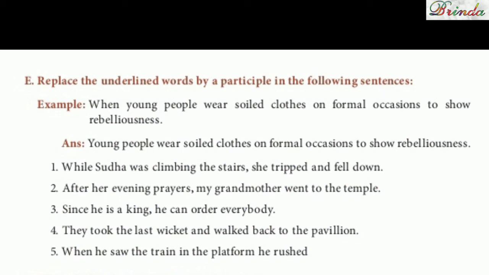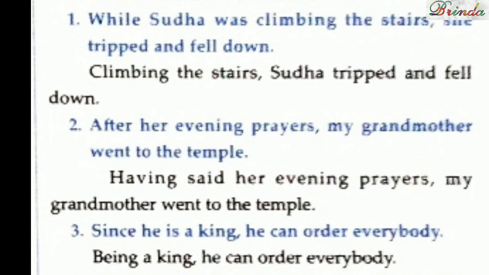E section, replace underlined words by a participle in the following sentences. Example, when young people wear soiled clothes on formal occasions to show rebelliousness. Answer, young people wear soiled clothes on formal occasions to show rebelliousness. Okay. Alright. First one, while Sudha was climbing the stairs, she tripped and fell down. So the answer will be climbing the stairs, Sudha tripped and fell down. Second one, after her evening prayers, my grandmother went to the temple. Having said her evening prayers, my grandmother went to the temple.